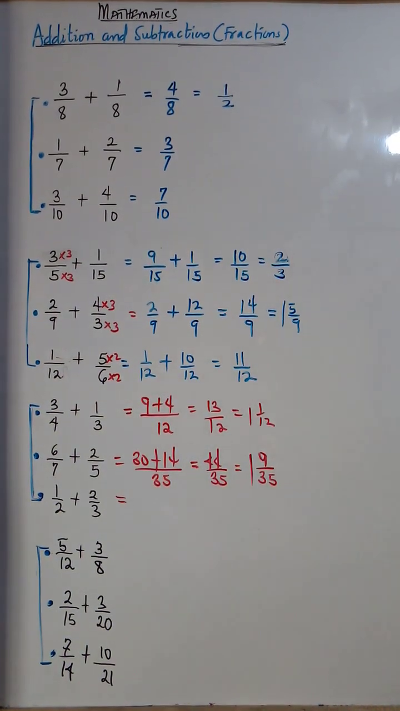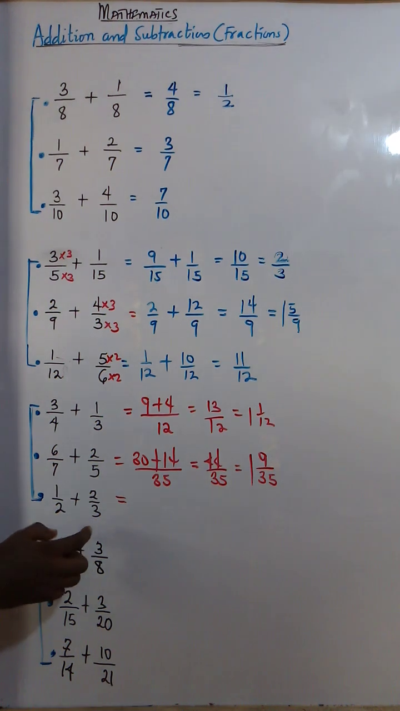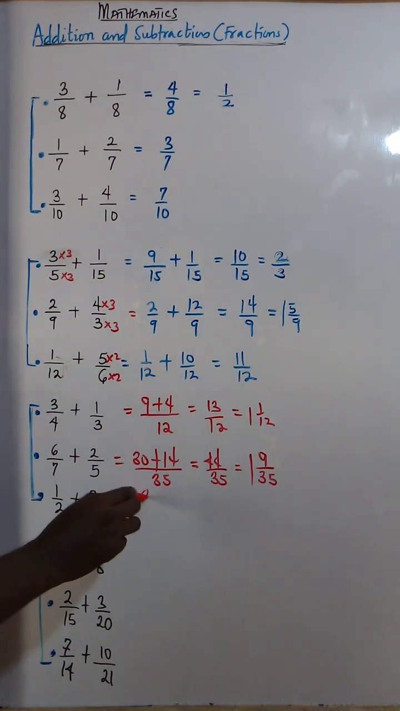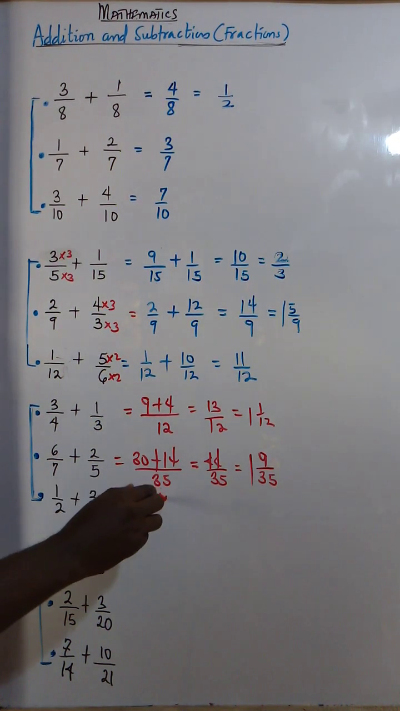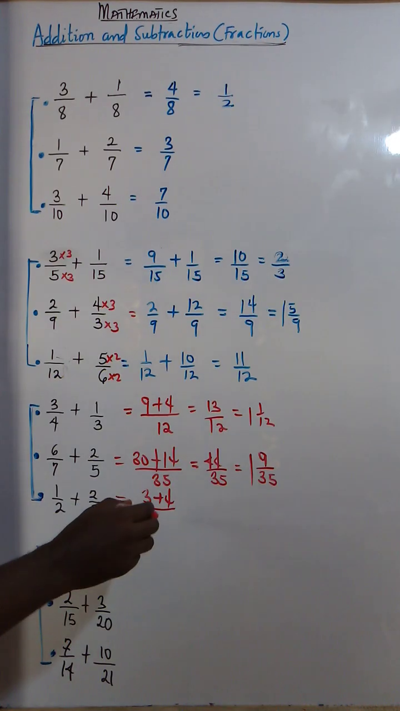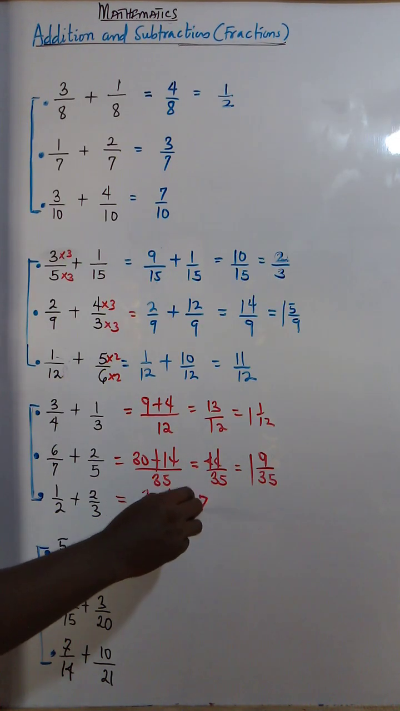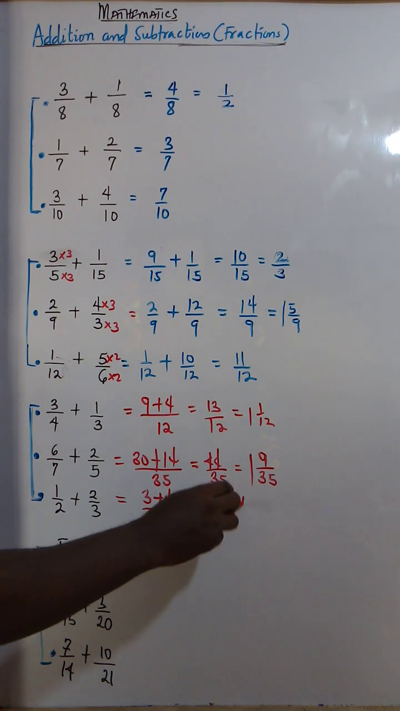We do the same thing for this. They have no common factor. So 3 times 1, 3. 2 times 2, 4. 2 times 3, 6. So that's 7 over 6.